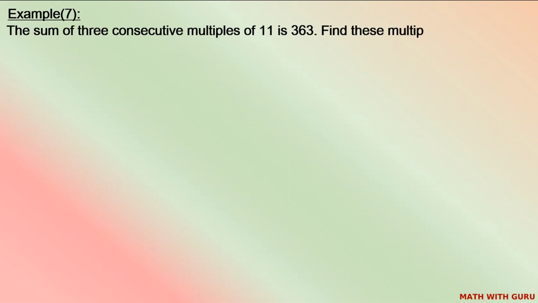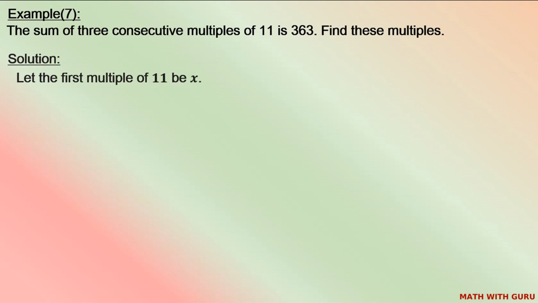Example 7. The sum of three consecutive multiples of 11 is 363. Find these multiples. What do you mean by multiples of 11? 11 ones are 11. 11 into 2 is 22. 11 into 3 is 33. These are all multiples of 11. Let the first multiple of 11 be x.